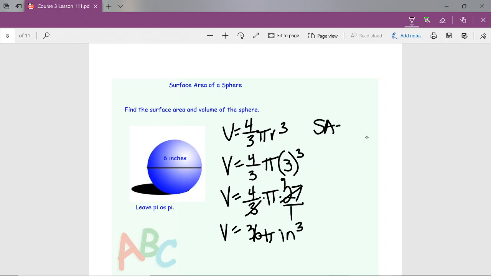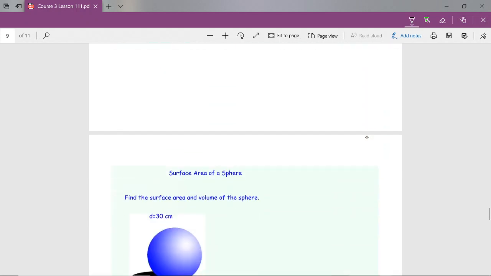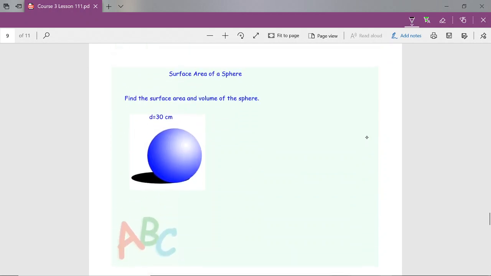Surface area is not any more difficult. So 4 pi r squared, and I get 4 pi times 3 squared. In this case, funny enough, we end up getting the same looking surface area, 36 pi, but in this case we're in inches squared. We're looking at that surface area. All right, last one that I'm going to show on this video. Pretty straightforward lesson here. So surface area and volume of a sphere that has a diameter of 30 centimeters.